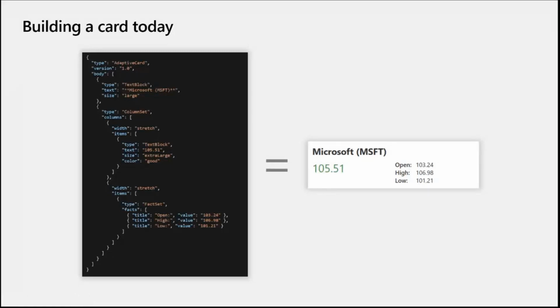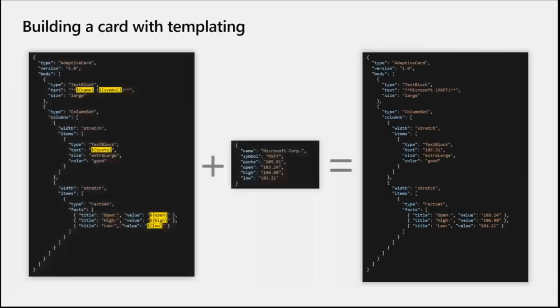So if I change this and show you what it would look like as a template, all those dynamically replaceable areas, for example, Microsoft, the symbol, the quote price, what was the open, high, low, you replace these with what are known as binding expressions. And they're highlighted in yellow there, but it's just a dollar curly brace. And that says, hey, then what do you want to bind this to? In this case, the name. And then you send the data, the dynamically replaceable stuff, as a separate payload. And with those two combined, you now get that original card that you had from the beginning.